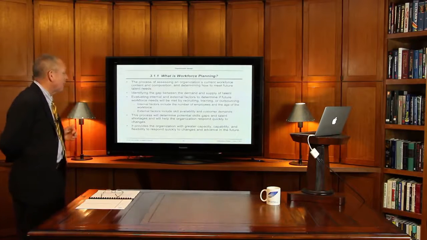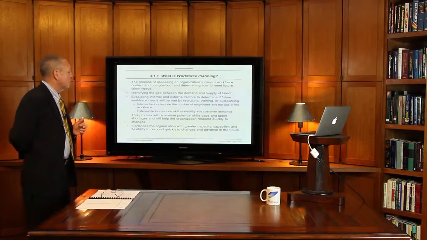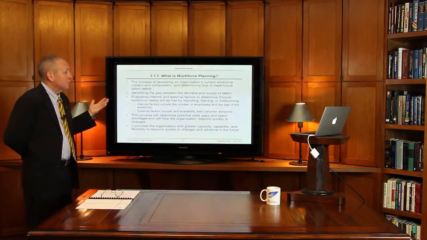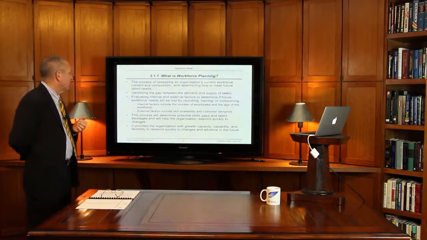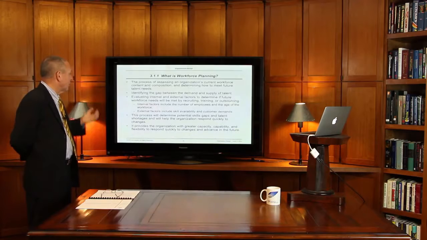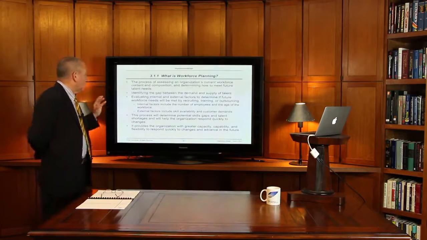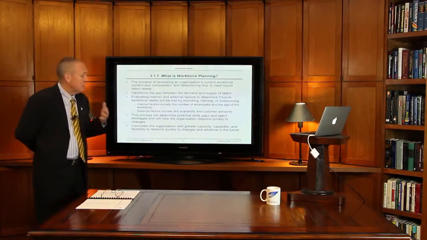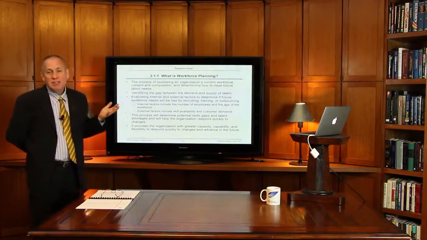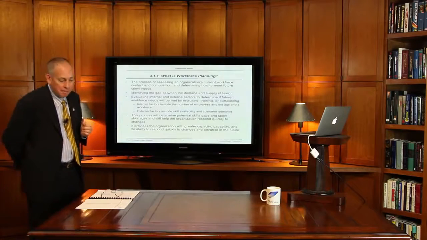So it's a process of evaluating internal and external factors to determine if we need to do things in the future, such as recruiting, training, outsourcing, etc. We look at the number of employees, the age of your workforce, these kinds of things, skill availability. Again, it's a process of determining potential skills gaps. When it's done well, workforce planning provides the organization with a greater capacity, capability, and flexibility to not only get the job done today, but get the job done in the future.